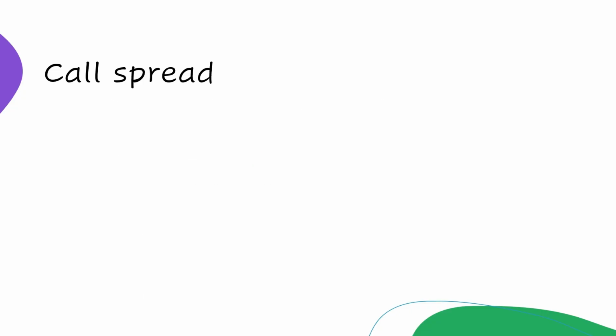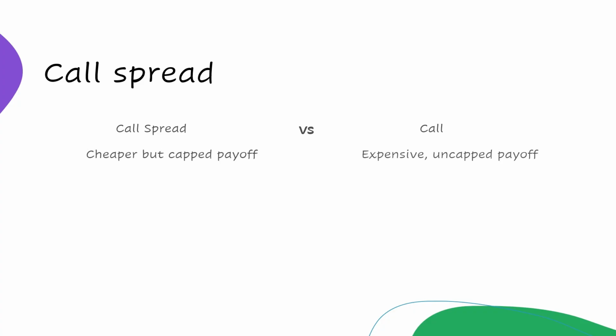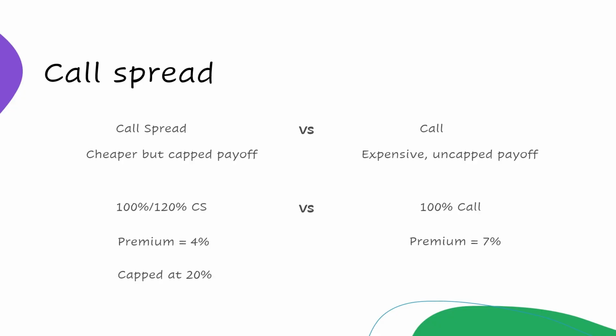Call spread is very similar to an outright call, but with a few key differences. Call spread is cheaper, but the max payoff is capped. Call is more expensive, but the max payoff is uncapped. For example, for a 100%, 120% call spread, the premium could be like 4%, and the max payoff is the difference between higher strike and lower strike, which is 20%. For a 100% call, the premium is higher than the 100%, 120% call spread, but the upside payoff is uncapped.